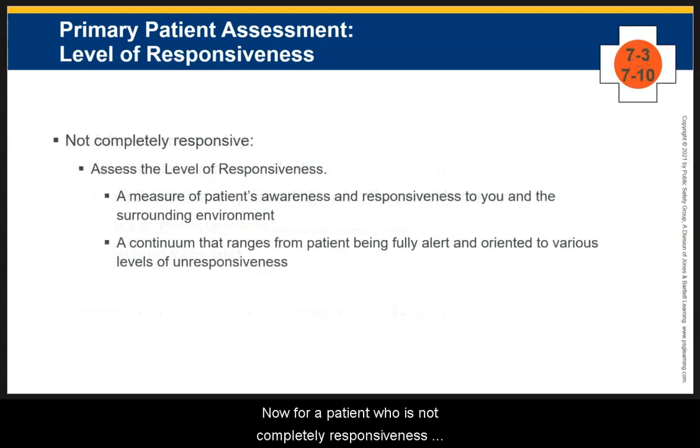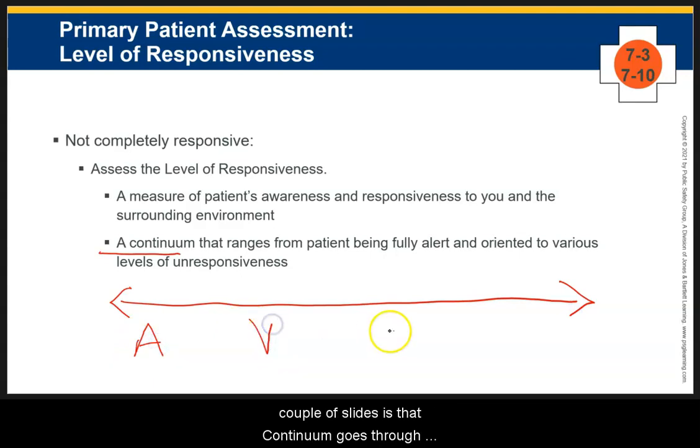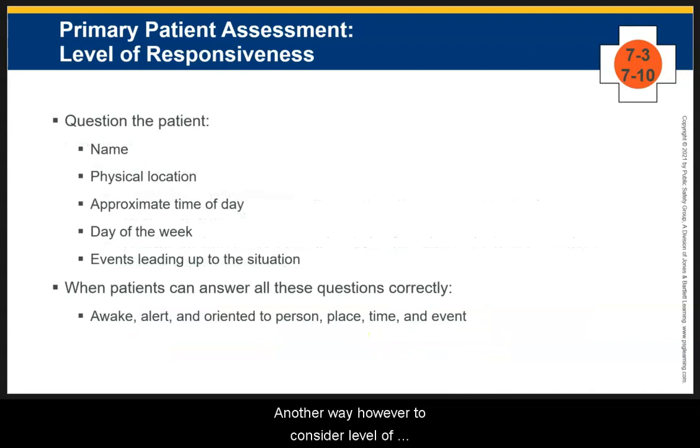Now, for a patient who is not completely responsive, we need to assess the level of responsiveness, and we need to understand that it exists over a range. One of the things that we can use, we'll see in just a couple of slides, is that continuum goes through what we call the AVPU scale. Another way, however, to consider level of responsiveness is to question the patient and do it in this order.